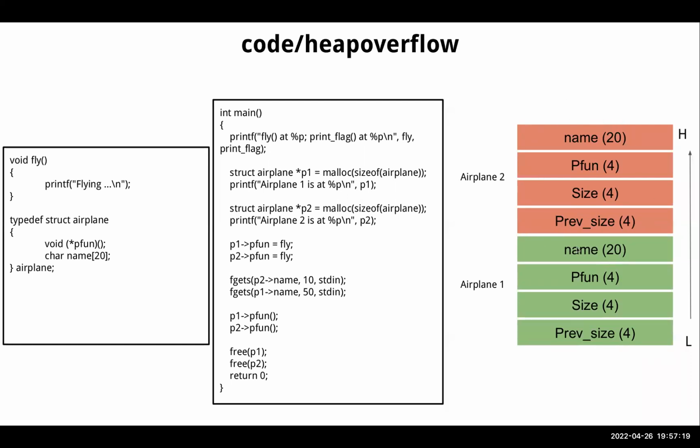We can overwrite everything of airplane 2, including those metadata and its members, which means we can overflow this control pointer, this code pointer. So when P1 executes this, it can execute the fly. However, when P2 executes this function, it doesn't execute fly. It can execute anything we write to it. Okay. Any questions so far? I think this part is relatively easy to understand. Does everything make sense so far?